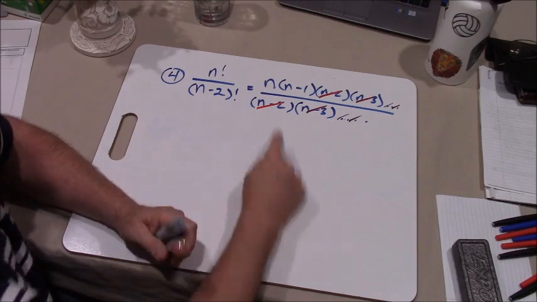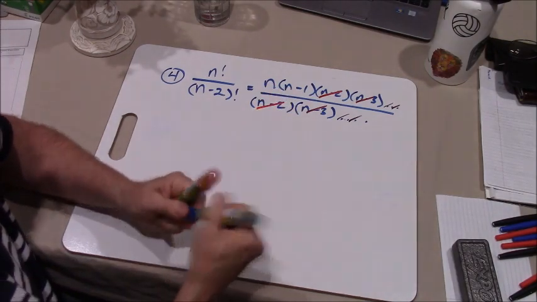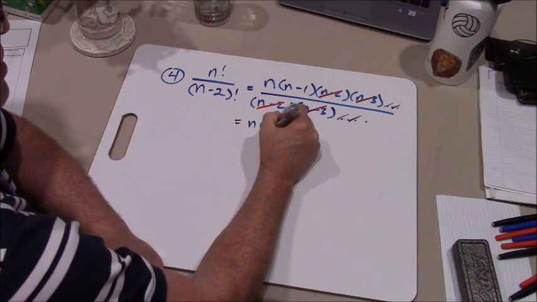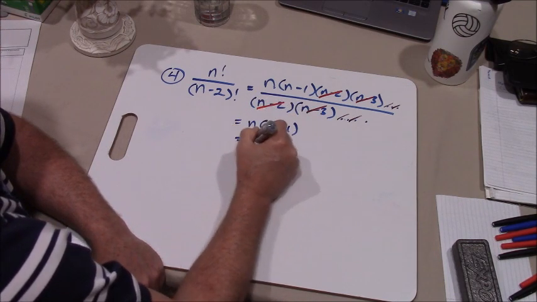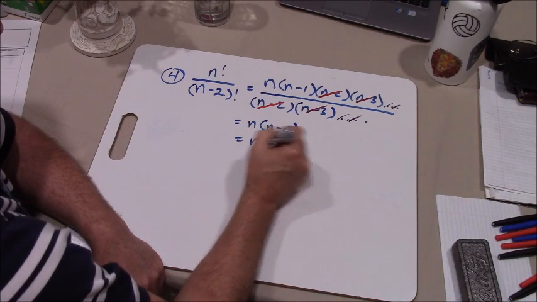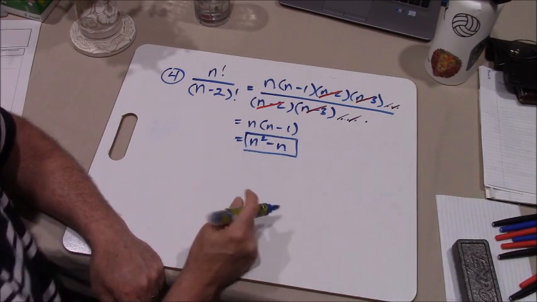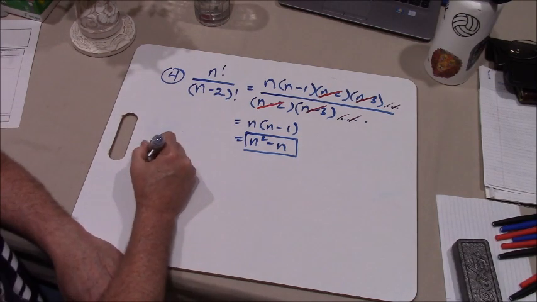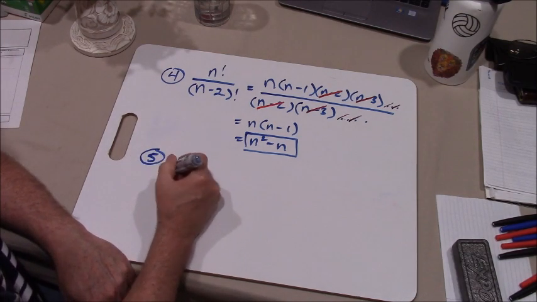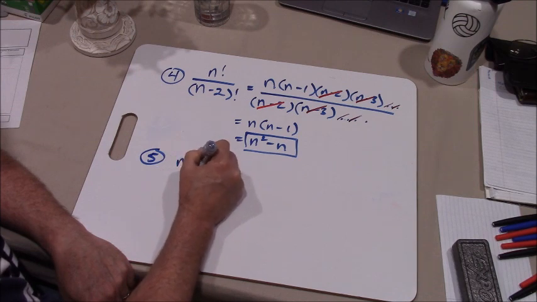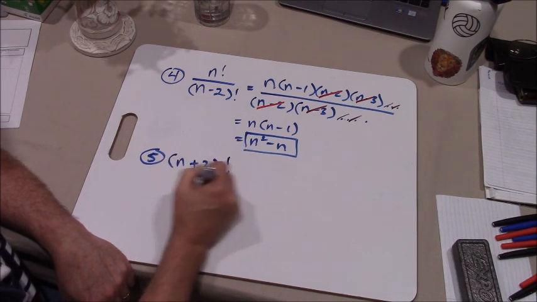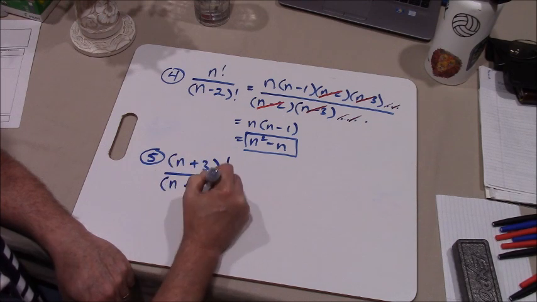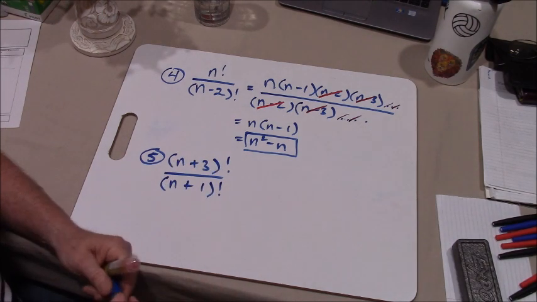And so what that means is I'm only left with 2 factors, and so this answer is going to be n times n minus 1, which is n squared minus n. There's my answer to that problem. You guys go ahead and try this one. This time I've got n plus 3 factorial times n plus 1 factorial.